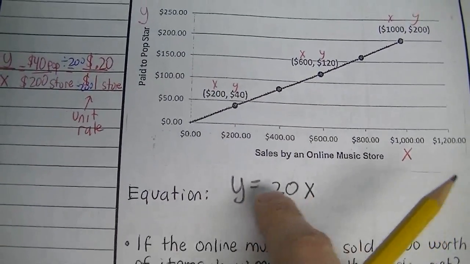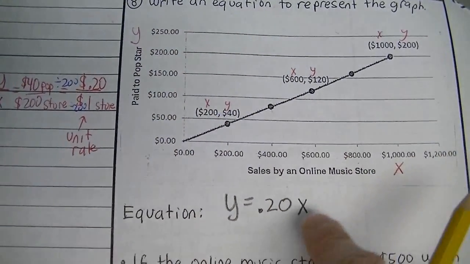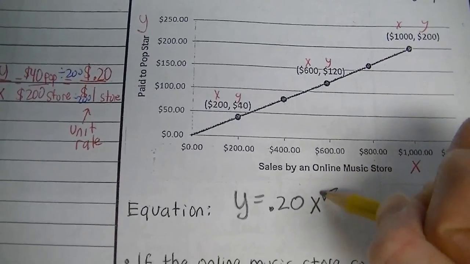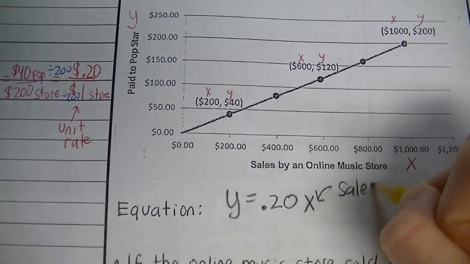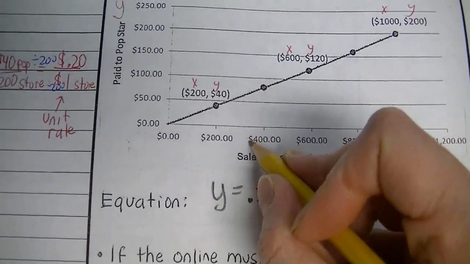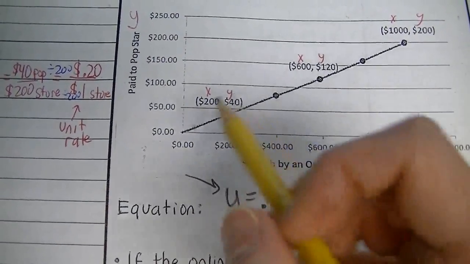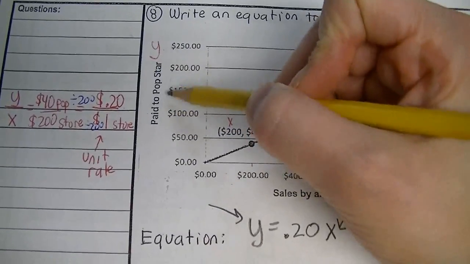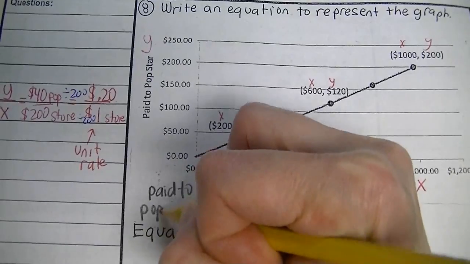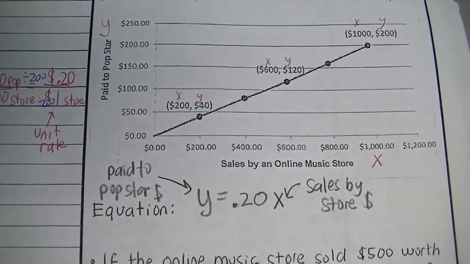And if you're curious, well, what do I label the independent variable and the dependent variable? Remember how you labeled this right here? Here we go. So x is the sales by an online music store, sales by store, and that's in dollars because I see that there's dollar signs on there. And then that y, which is the dependent variable, is the paid to the pop star, so the singer. And that's in dollars also because there's dollar signs, okay?